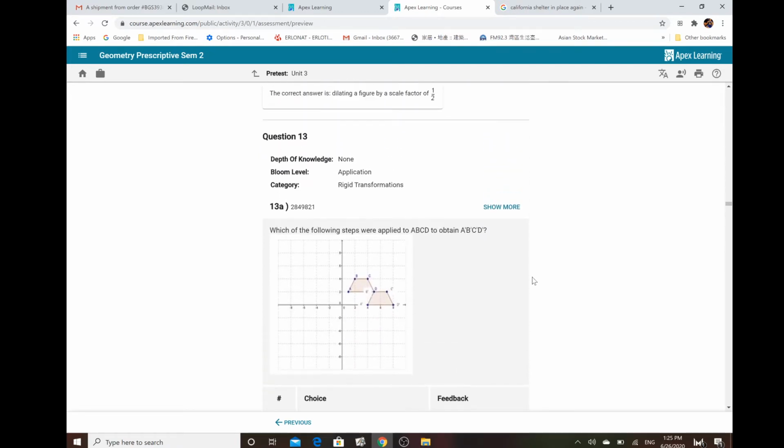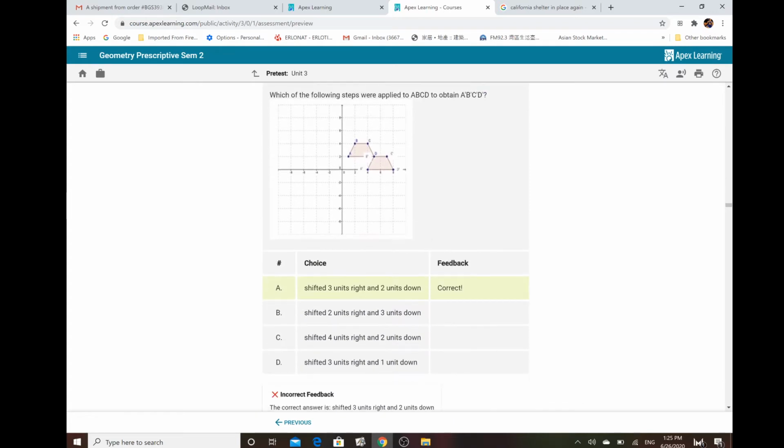And for the next one here, which of the following steps would apply to ABCD to obtain A prime, B prime, C prime, and D prime? So here's ABCD, and we want to transform the figure to A prime, B prime, C prime, and D prime. So this one is shift 3 units to the right and then 2 units down. So from this figure to this figure, count from point B to B prime. It's 3 units to the right, and then 2 units down.